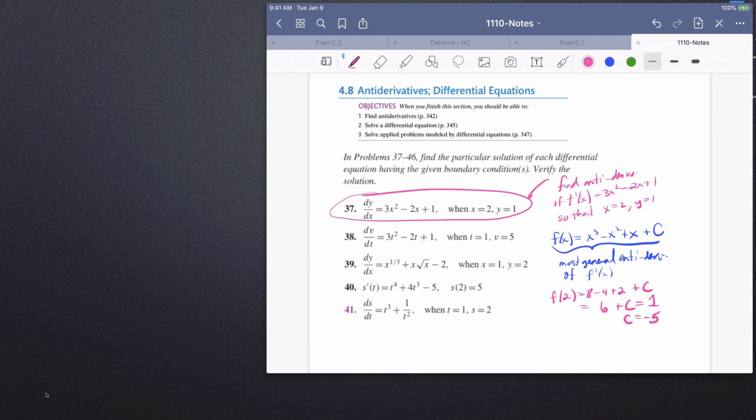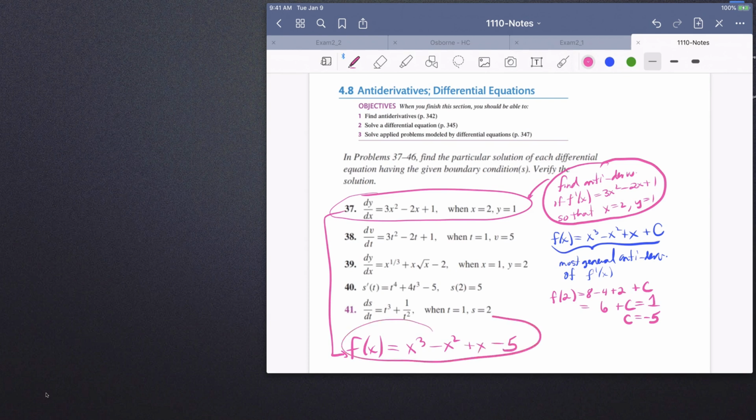Okay. So one thing we can say is that the antiderivative of this given derivative, so that x is equal to 2 and y is equal to 1, that antiderivative, or sometimes called the solution of this differential equation, is x cubed minus x squared plus x minus 5. That is the answer to this problem. So ends this video.